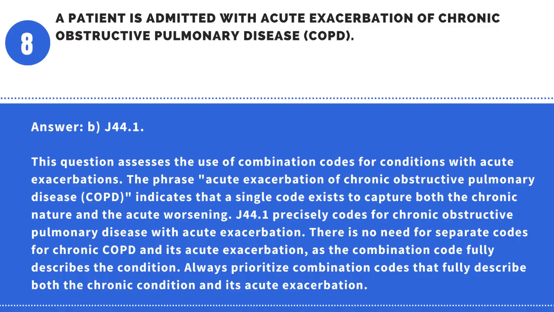J44.1. This question assesses the use of combination codes for conditions with acute exacerbations. The phrase acute exacerbation of chronic obstructive pulmonary disease, COPD, indicates that a single code exists to capture both the chronic nature and the acute worsening. J44.1 precisely codes for chronic obstructive pulmonary disease with acute exacerbation. There is no need for separate codes for chronic COPD and its acute exacerbation, as the combination code fully describes the condition. Always prioritize combination codes that fully describe both the chronic condition and its acute exacerbation.